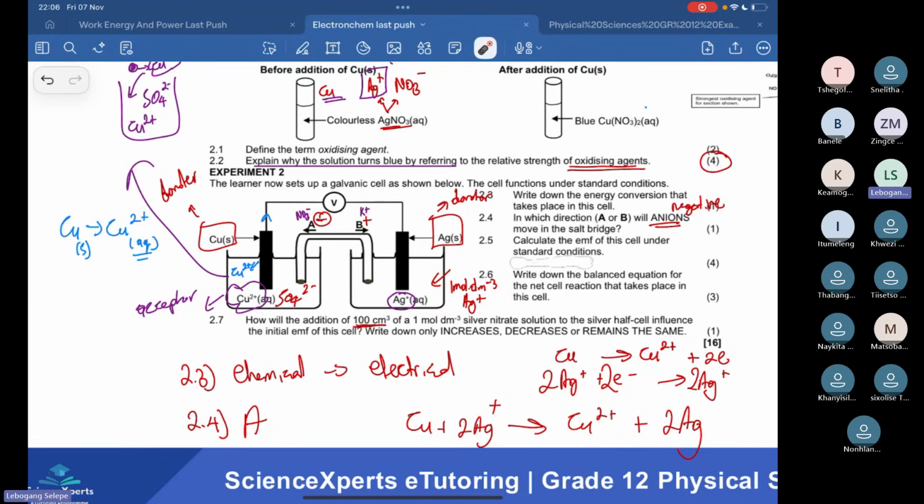So if you think about it, there's no change in concentration. The concentration of silver nitrate will still be the same, right? So this won't affect the cell reading. That's my thinking around it. So it will remain the same. Do you guys get it?